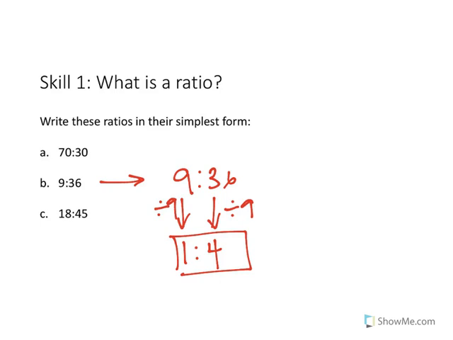For C, 18 and 45, we know we can for sure divide by 9. And if it takes a couple of steps, like you want to divide by 3 first and then 3 again, you can do that as well. 18 divided by 9 is 2. 45 divided by 9 is 5. So the ratio of 18 to 45 simplified is 2 to 5.